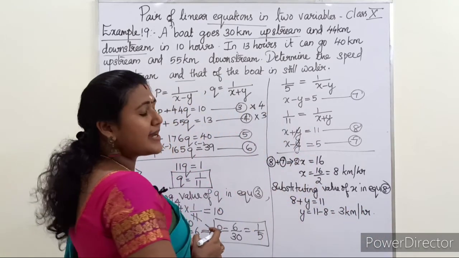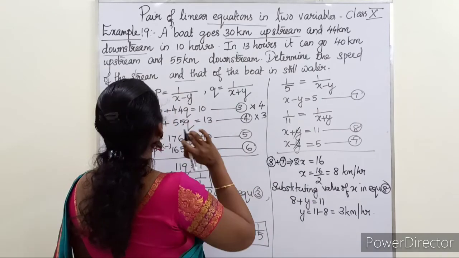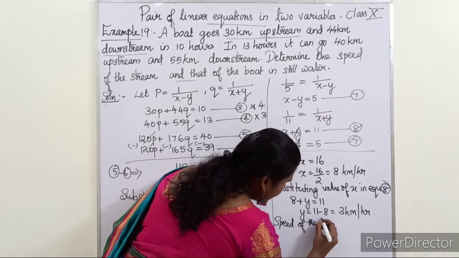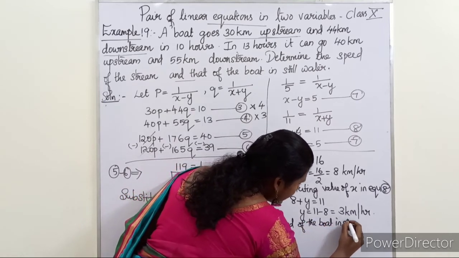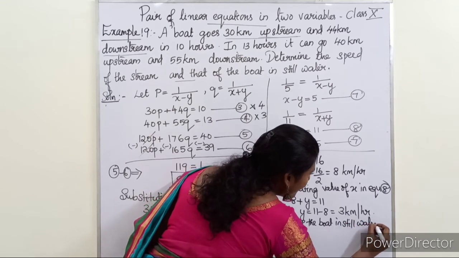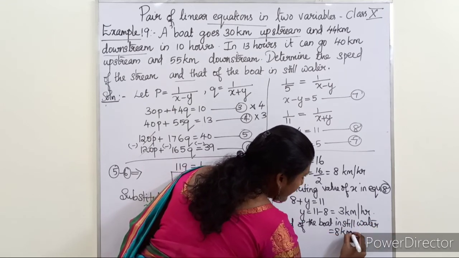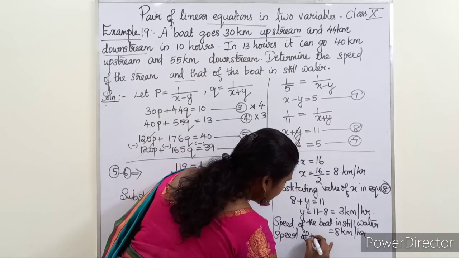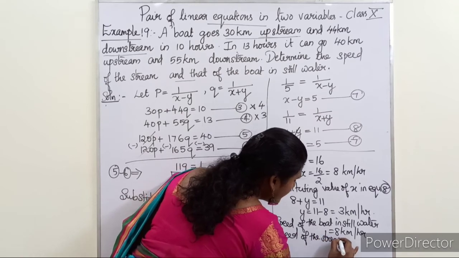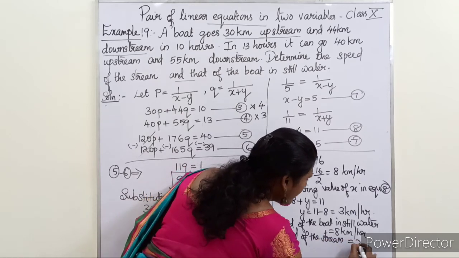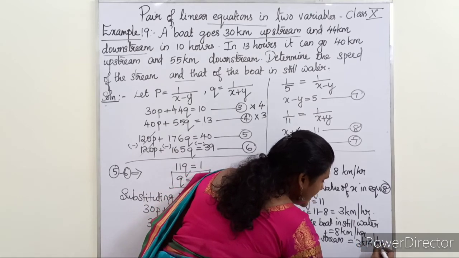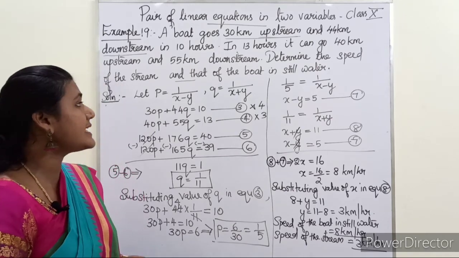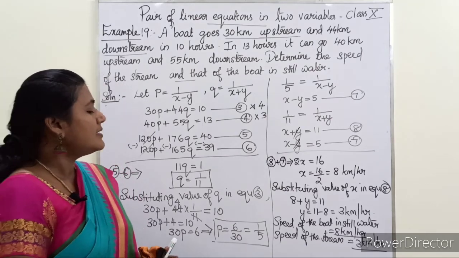So what is x here? x is the speed of the boat in still water. We have taken x as the speed of the boat in still water, which is equal to 8 km/h, and y is the speed of the stream, which is equal to 3 km/h. So we have to find the speed of the boat and the speed of the stream. So we got the values as 8 km/h and 3 km/h.